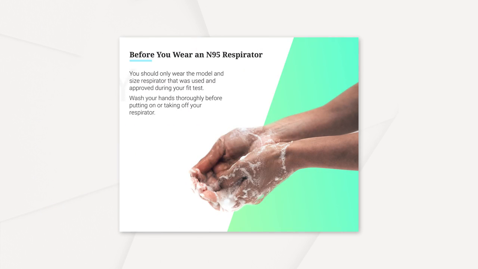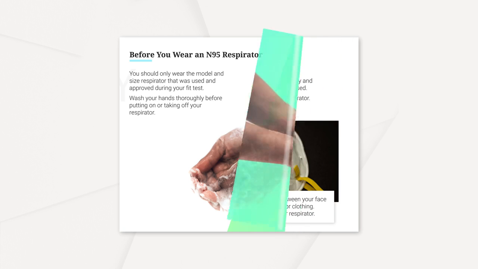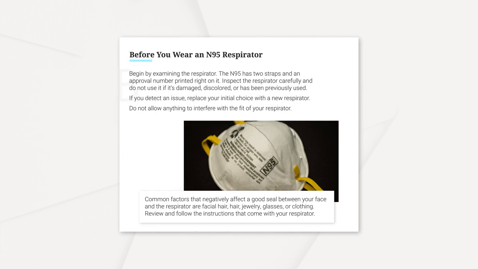You should only wear the model and size respirator that was used and approved during your fit test. Wash your hands thoroughly before putting on or taking off your respirator. Begin by examining the respirator. The N95 has 2 straps and an approval number printed right on it. Inspect the respirator carefully and do not use it if it's damaged, discolored, or has been previously used. If you detect an issue, replace your initial choice with a new respirator.